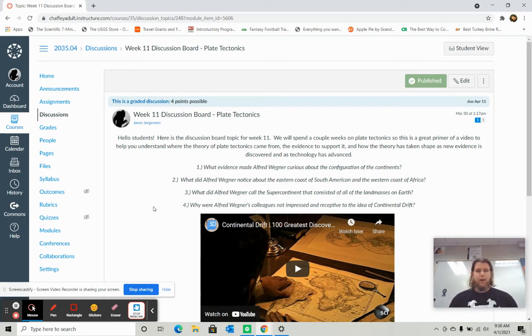I'll give you one of the answers right now. Number 4, why the colleagues weren't impressed. You're going to see in here the idea of continental drift was a nice one and an enticing one that they wanted to believe. But the problem was that Wegener could not provide what's called a mechanism. So if the continents were moving, why were they moving? How were they moving? Like, what was driving it? And so this is a great setup for that.